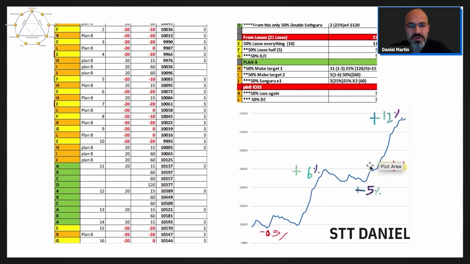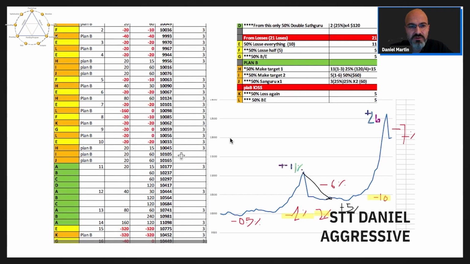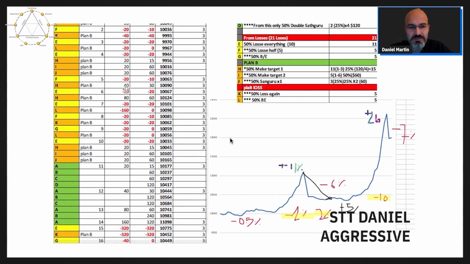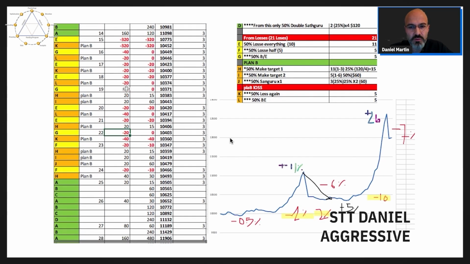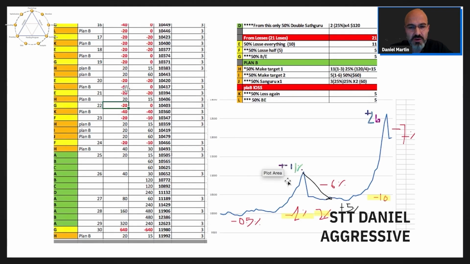Now let's do the more aggressive way of Daniel Martin. This is 90% to 80% of the time, and sometimes I do this aggressive one. Let me show you. The aggressive one is pretty much the same, but we got one difference. I'll show you the chart, how drastically it works out. You control the losses, you go up, at one point you get a big loss. Then you control the losses again, you go a big up, and then you control the losses.